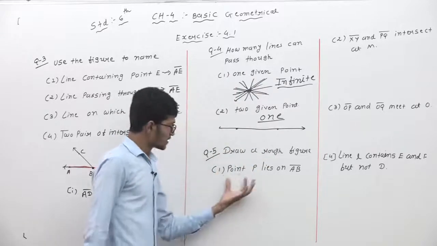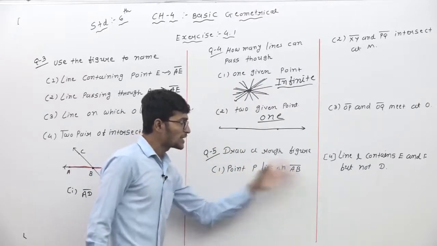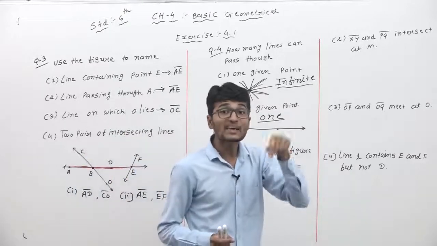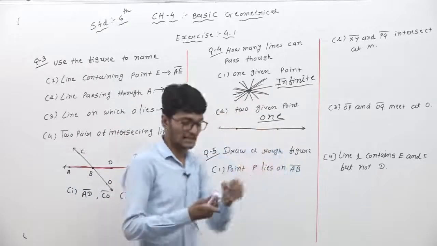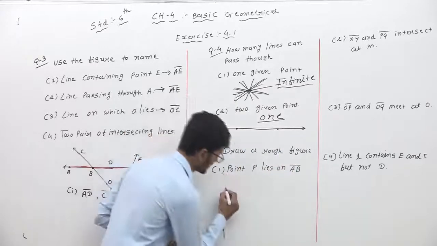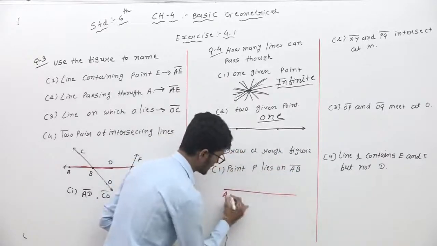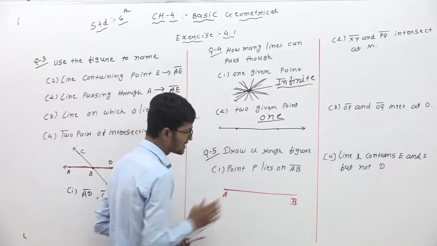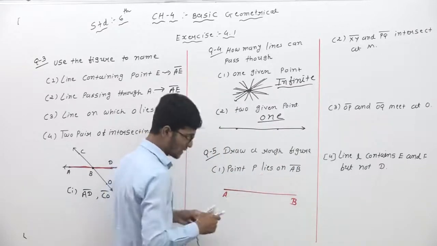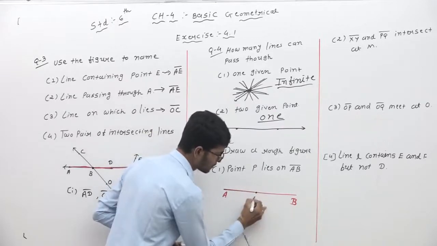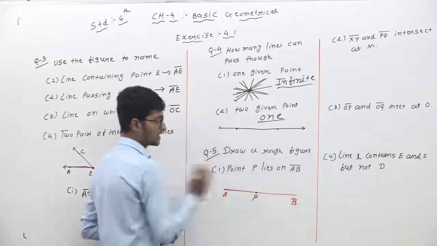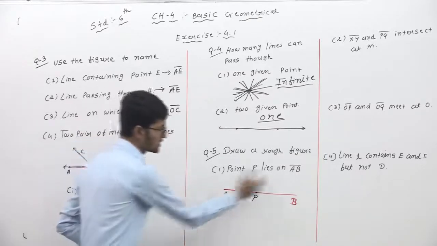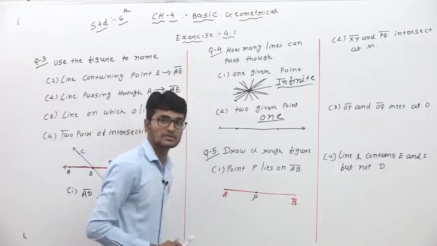Okay, question number 5, our next question: draw a rough figure. Point P lies on AB. It means there is a line AB, and point P is on it. So first of all we draw one line and name it: here is A and here is B. Now AB is done. P lies on AB, so this is point P. So this is our rough figure for the first question.